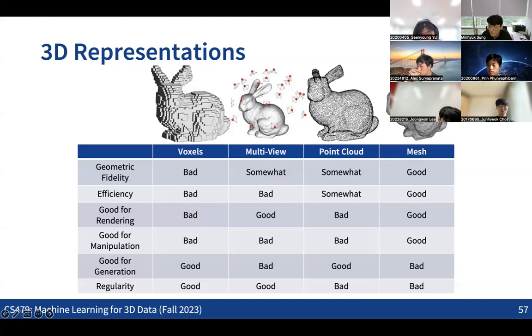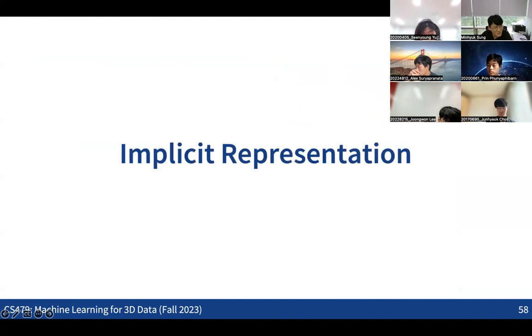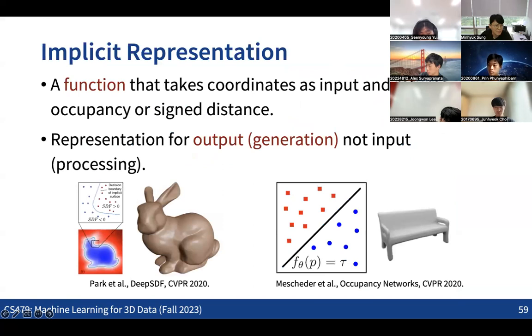Okay, there are also many other types of representations for 3D data. One important representation that we did not discuss so far is the implicit representation. This is something we are going to discuss in later lectures. The basic idea for the implicit representation is that now we are describing a 3D shape as a function. There is no explicit representation, but every 3D shape is represented as a function that takes 3D coordinates as the input and outputs some information like the occupancy or a signed distance.